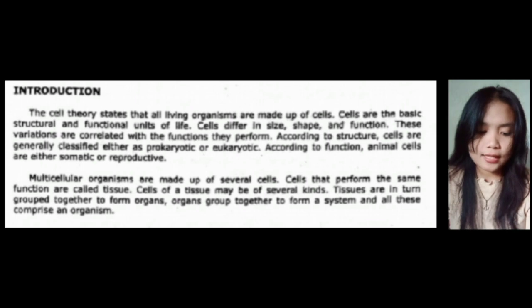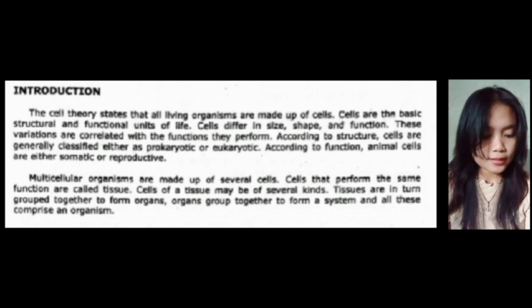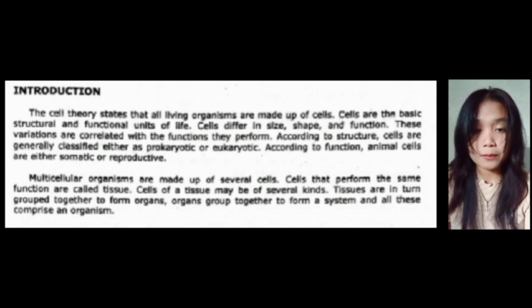The cell theory states that all living organisms are made up of cells. Cells are the basic structural and functional units of life. Cells differ in size, shape, and functions. These variations are correlated with the functions they perform. According to structure, cells are generally classified either as prokaryotic or eukaryotic. According to function, animal cells are either somatic or reproductive.